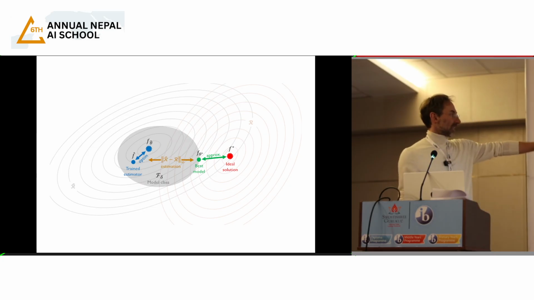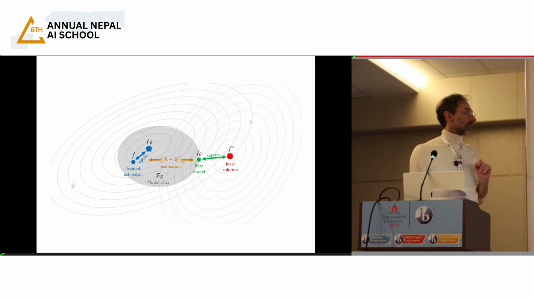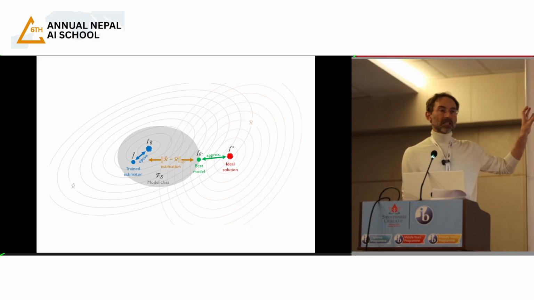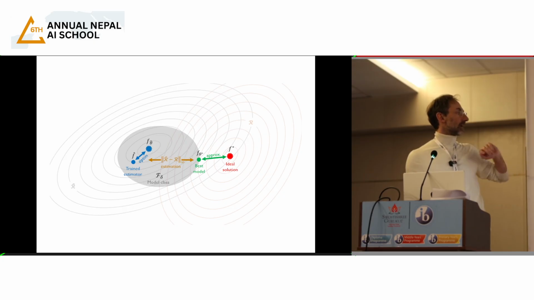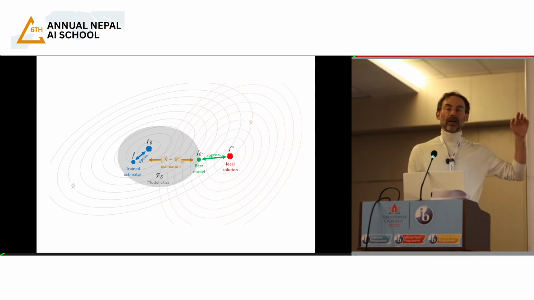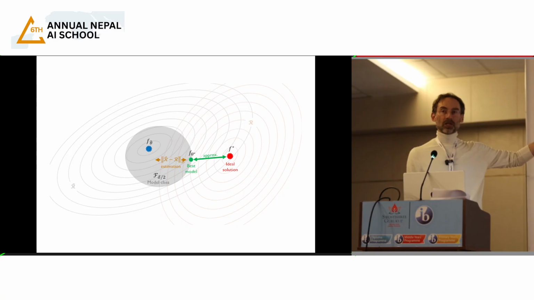So if I ignore for the second the optimization error, we have two forces that contradict each other: the estimation error and the approximation error. What happens if I make my class smaller? If I restrict my functions to be less expressive, so I restrict the capacity, I call it f delta half, for example by having fewer neurons in my neural network, or by making the weight decay smaller, I can obviously increase the approximation error, but I decrease the estimation error.